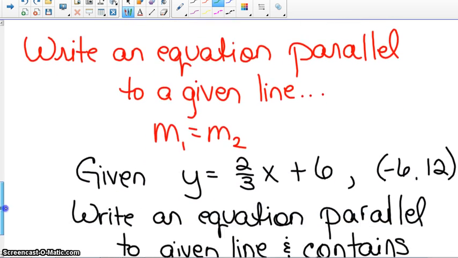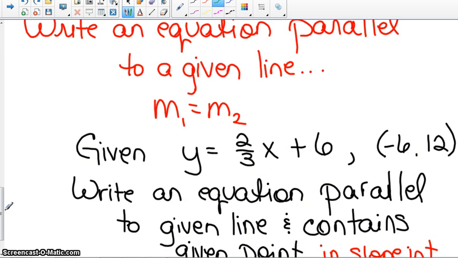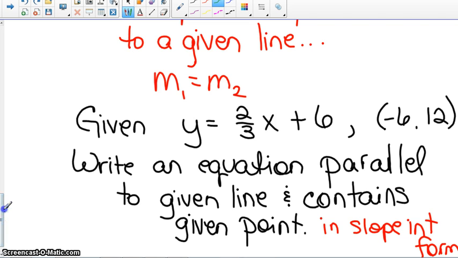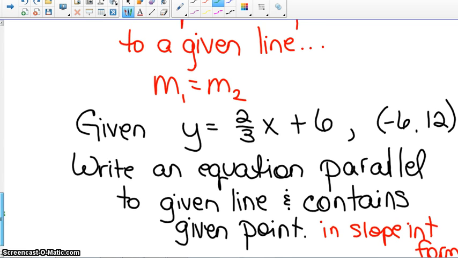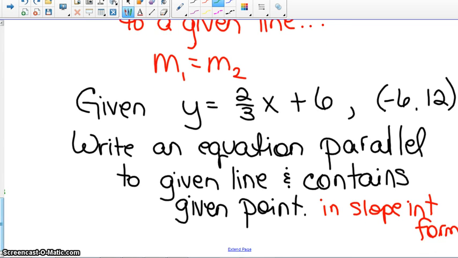All right, the next problem. Write an equation parallel to a given line. The example is that, and we talked about this earlier, that parallel lines have the same slope. Do they have to have the same intercept? No, they do not. In fact, if they are the same intercept and the same slope, you basically have a line on top of each other. So most definitely, parallel lines do not have to have the same intercept, but the same slope.